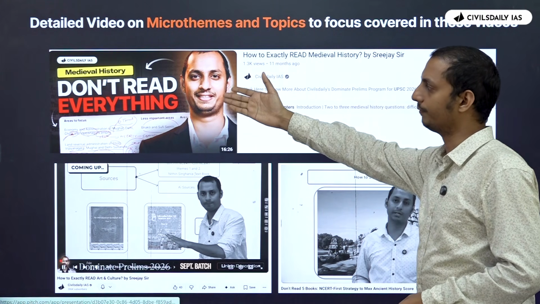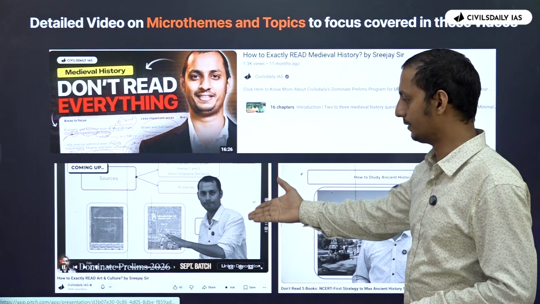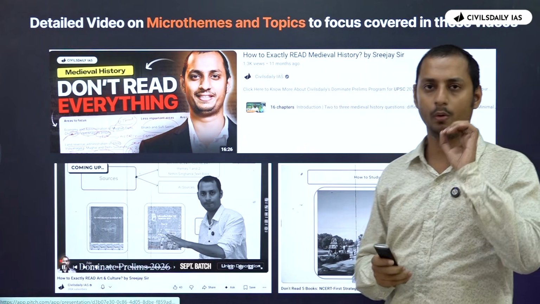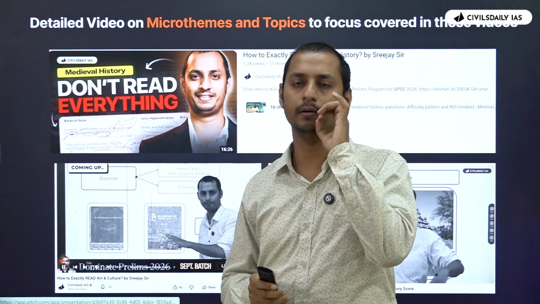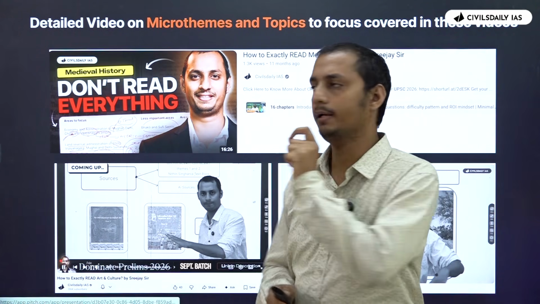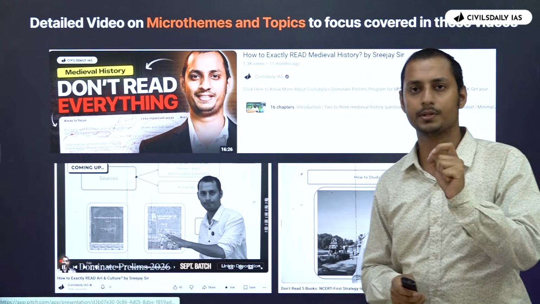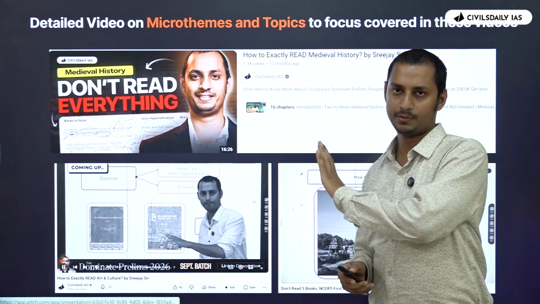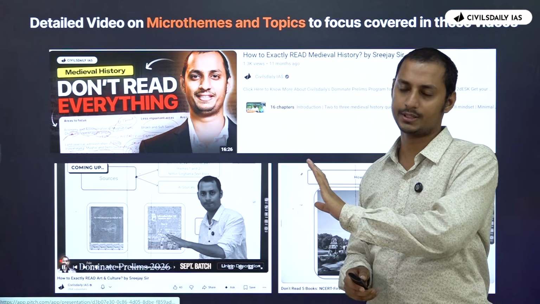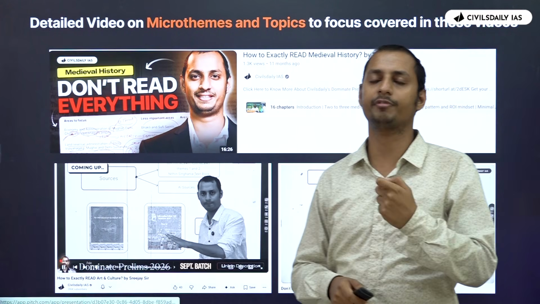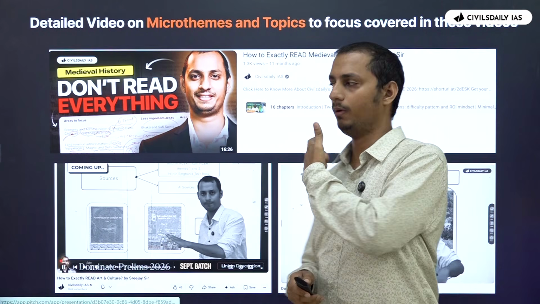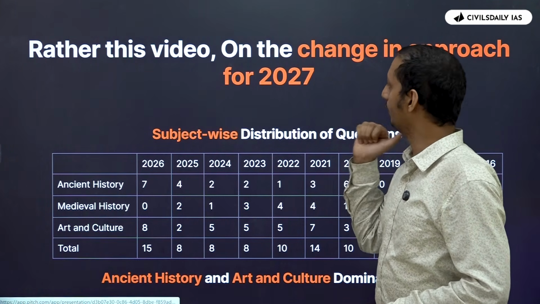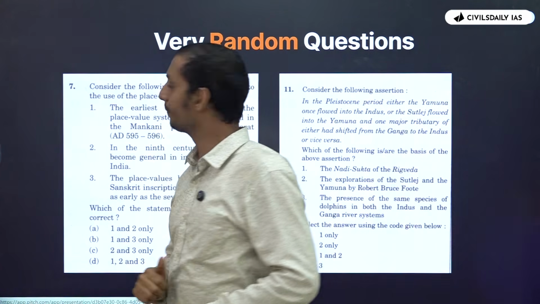You can see the video regarding medieval history here. You can see the video regarding art and culture, and also the video regarding AMAC. So if you want to go for a very detailed analysis regarding all the micro themes and all the important topics and subtopics that you have to focus on, you can refer to these videos, okay? This video will not be regarding the same because it will take a significant amount of time to cover all these AMAC, all these 3 videos, right? So, rather, this video will be regarding the sources and everything that I said.